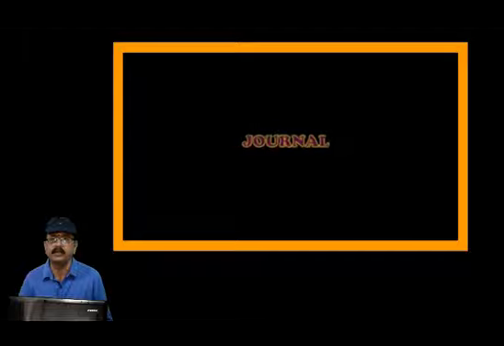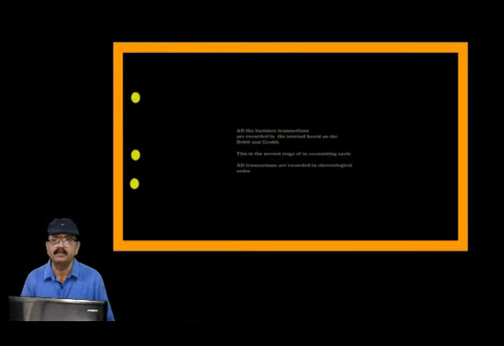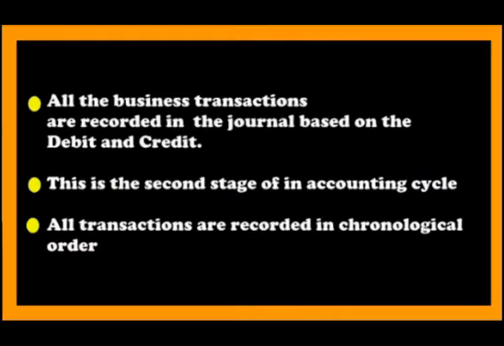The first topic is journal. Before starting the journal, I will explain the meaning of journal, how to prepare the journal, and what the rules and regulations of the journal are. All the business transactions are recorded in the journal based on debit and credit. This is the second stage of the accounting cycle.